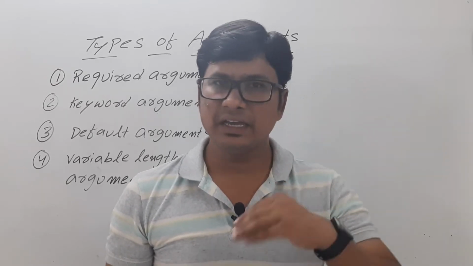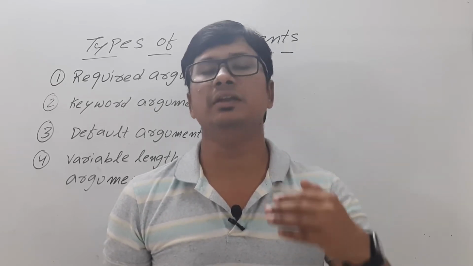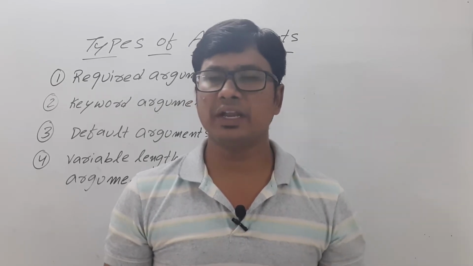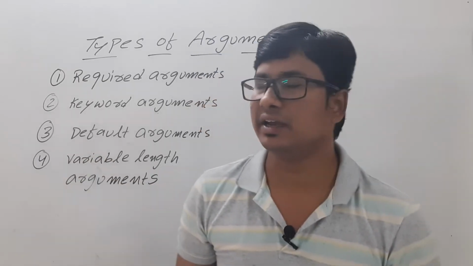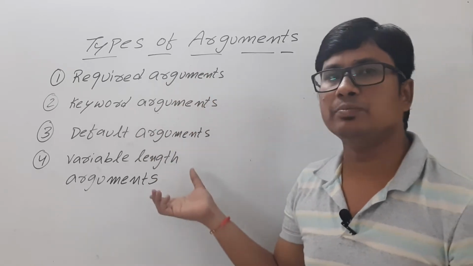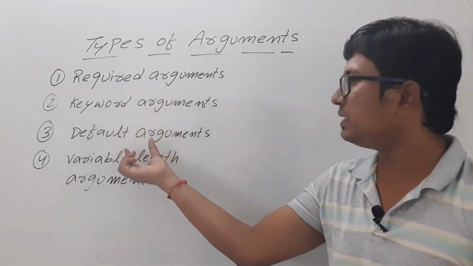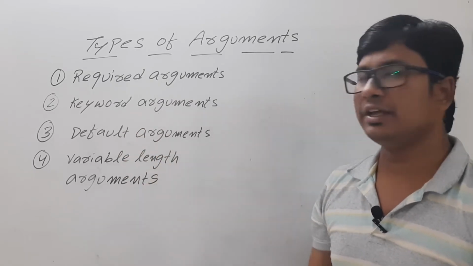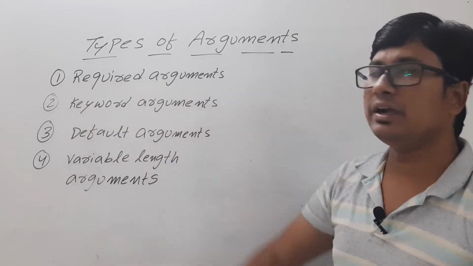In this video, I want to discuss various types of arguments in Python functions. So I request everyone to watch the complete video for better understanding. We have four types of arguments: required arguments, keyword arguments, default arguments and variable length arguments. Now first let me discuss the required arguments.